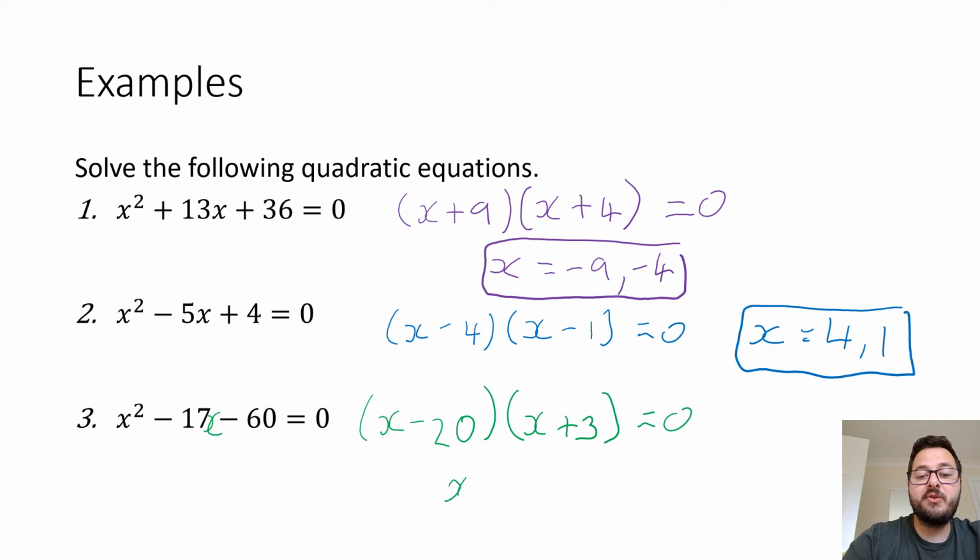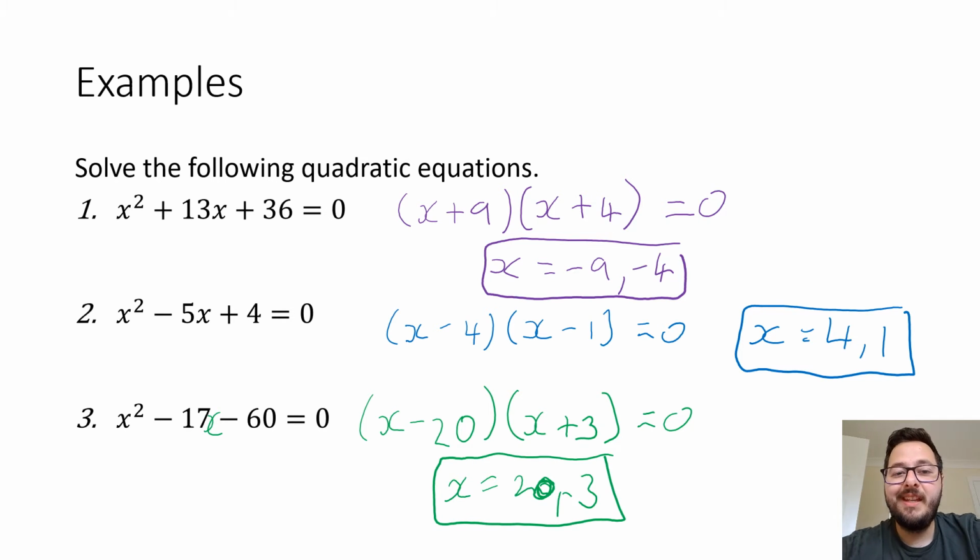Then we just change the signs of these numbers here. So instead of minus 20, we're going to get plus 20. Just make sure that's 20 and not 26. And instead of plus 3, we get minus 3. And that is that. Okay, so that is when your equation already looks like how you want it to look.